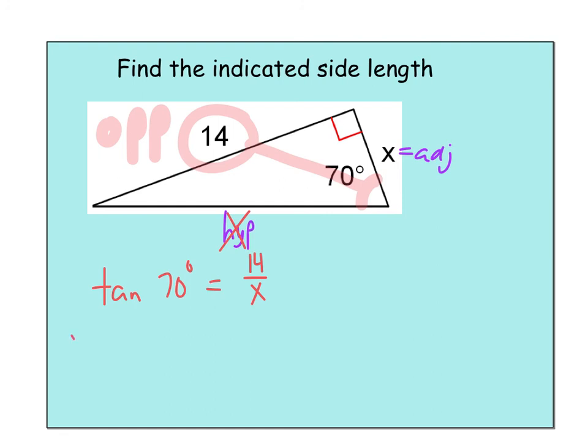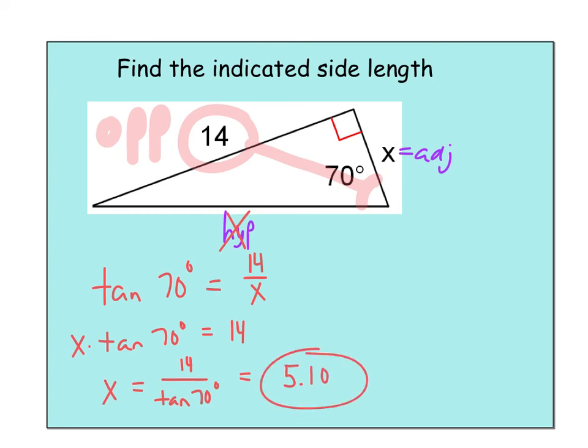Since it's in the denominator, let's multiply both sides by x. X times the tangent of 70 will equal 14. And then we're going to get x by itself by dividing both sides by the tangent of 70 degrees. So again, another calculator problem. Make sure you're in the correct mode. 14 divided by the tangent of 70 is giving me 5.095. Let's call that 5.10, and that would be our side length we needed.